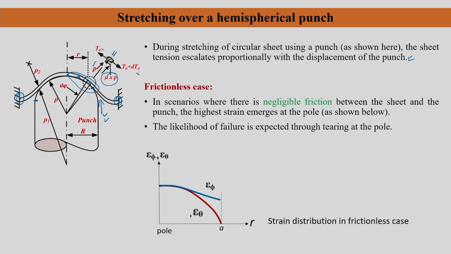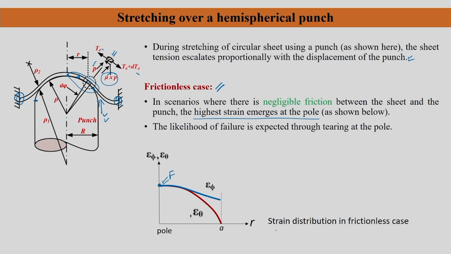So, now when you pick up a frictionless case, in scenarios where there is negligible friction between the sheet and the punch, the highest strain emerges at the pole, as shown in this particular figure. Okay. The same figure which I have used before. So, this is where you have the highest strain. Because it is going to have a larger strain, we expect a failure also to happen in the pole region, through maybe tearing or splitting. The material will tear apart in this particular location F.